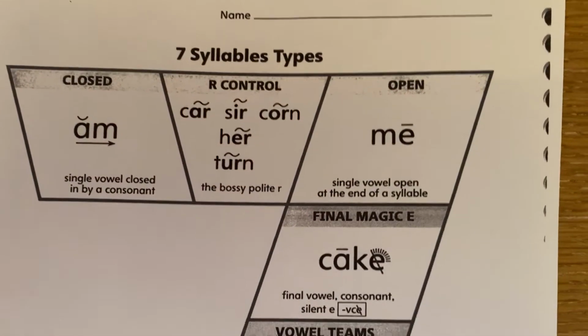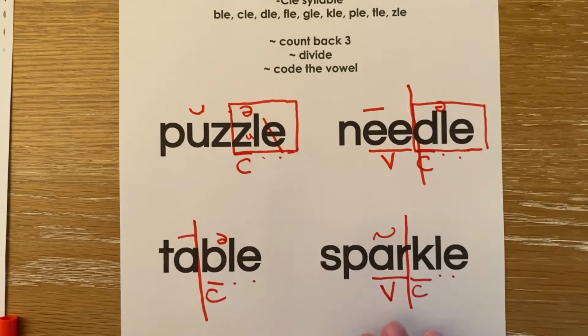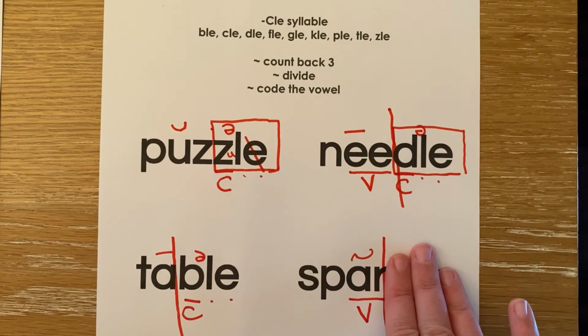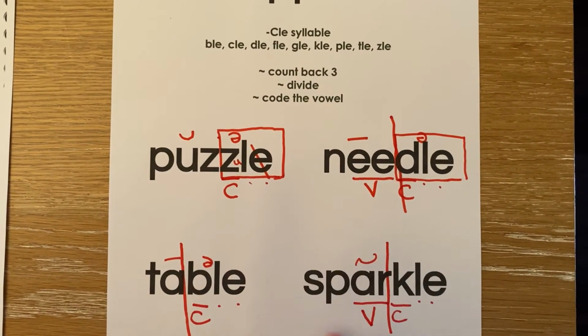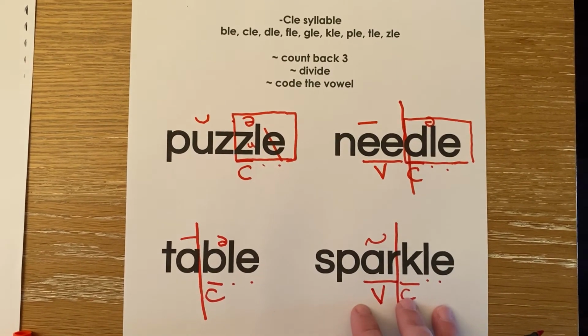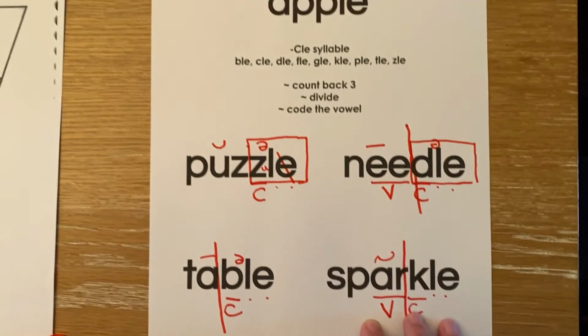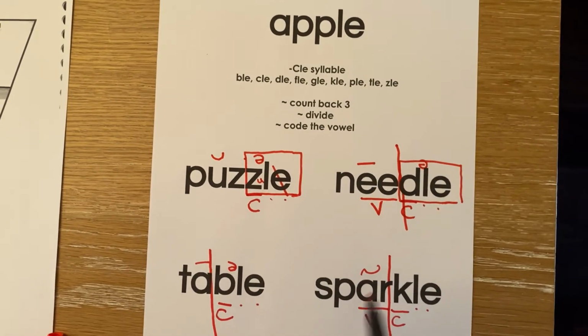It's our R-controlled syllable, so we mark that vowel with a tilde. Now we read syllable by syllable. Spar, kul, sparkle. I love to see the sparkle of glitter on that birthday card. Sparkle.